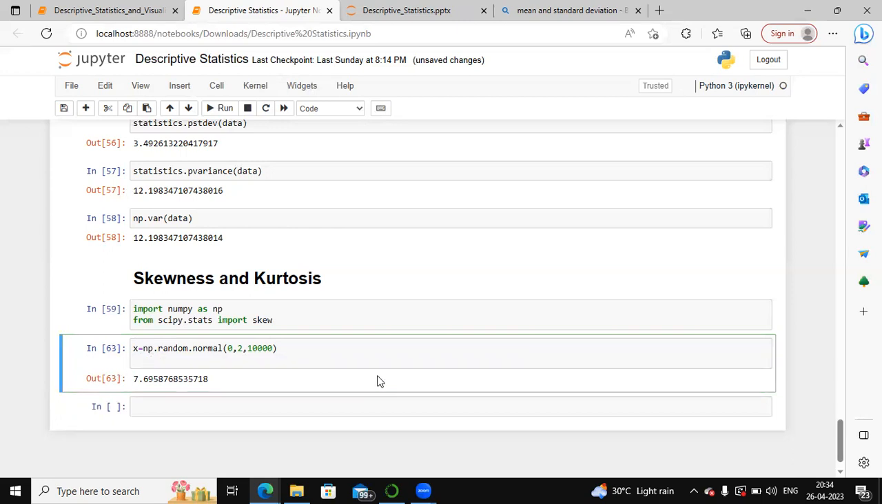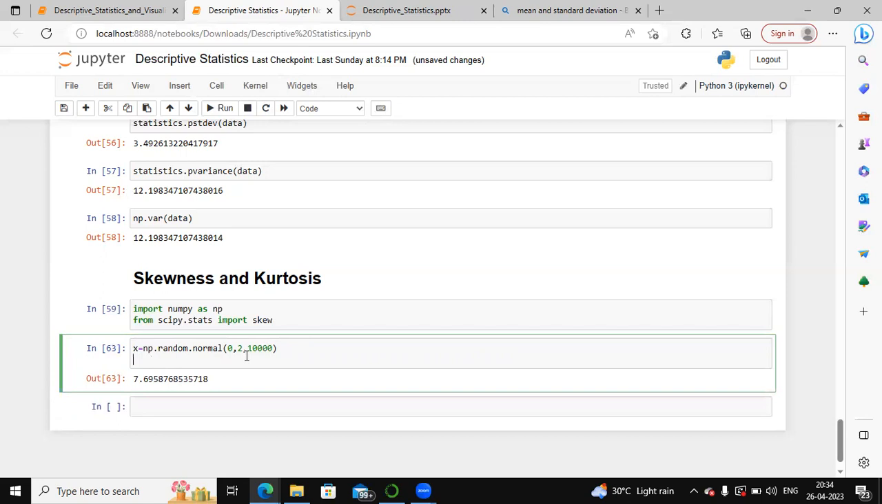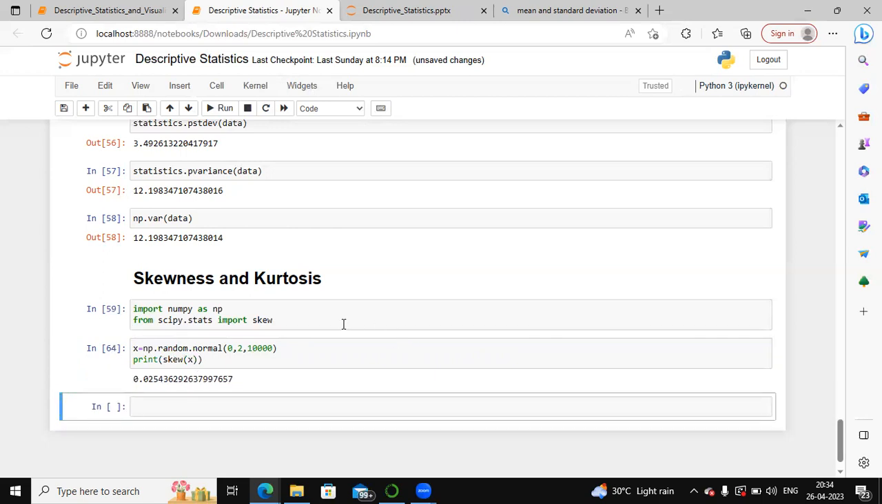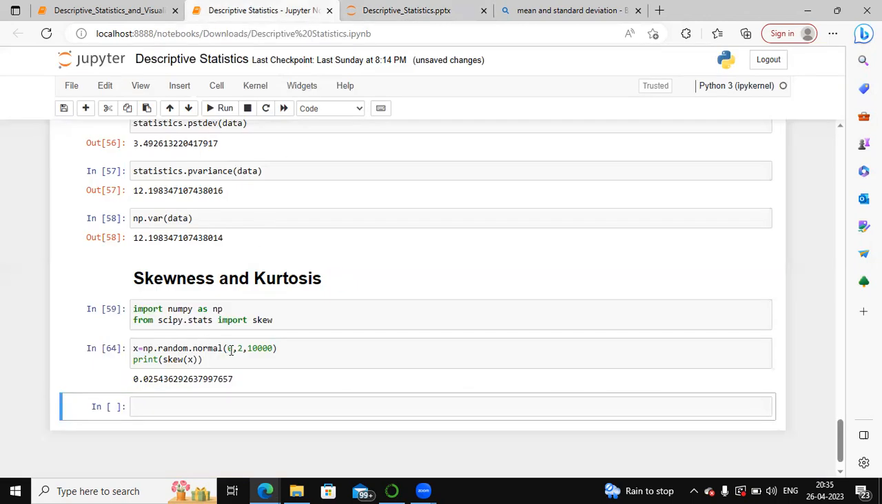Now if you want to see the skewness, print skew of x. You can see the skewness comes out to be 0.02. What I'm saying here is that skewness is usually described as a measure of data symmetry or lack of symmetry. A perfectly symmetrical data set will have a skewness of 0. So this is not perfect. As I said, the minimum comes out to be -7; if it had been between -6 and 6, the skewness would have been 0.